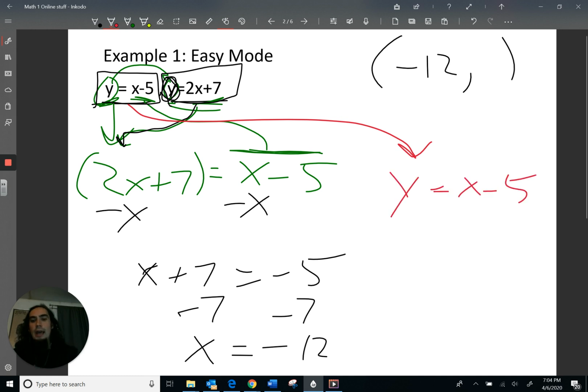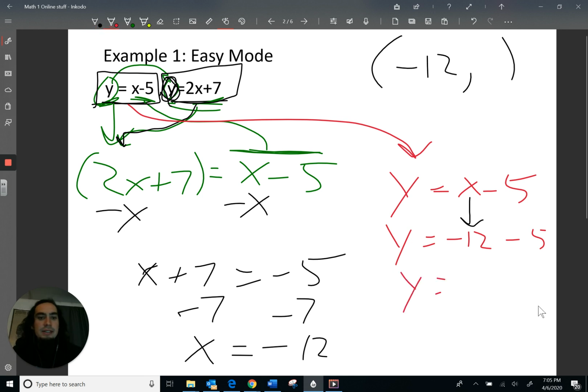Now remember, x we know is negative 12. So I can substitute x for negative 12. Do you see how I did the substitution again? I replaced x with what x is equal to, just like over here, I replaced y with what y is equal to. We did the same thing in the last example. Okay, so let's continue.